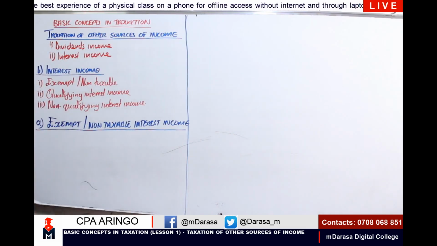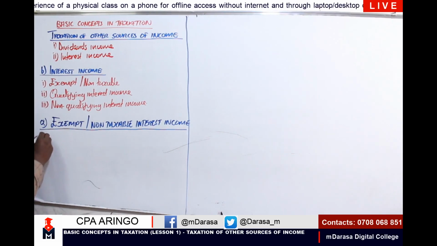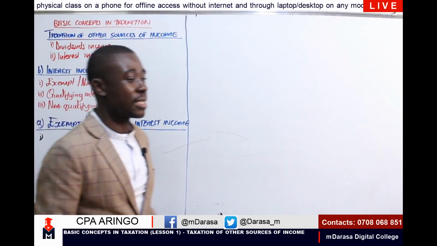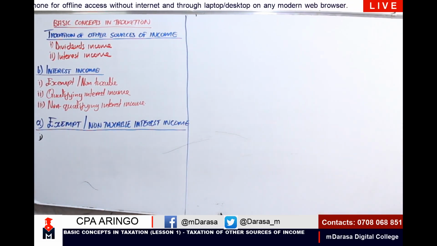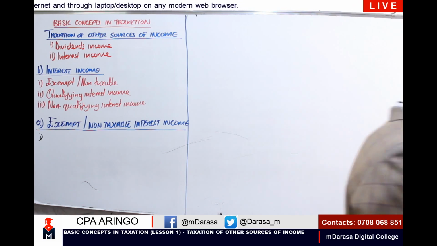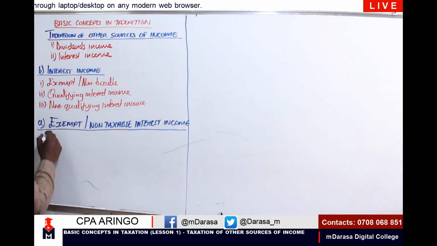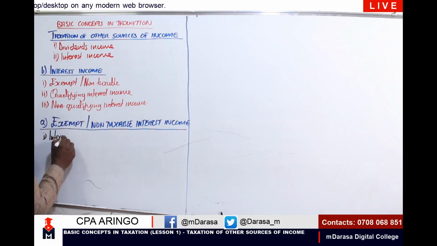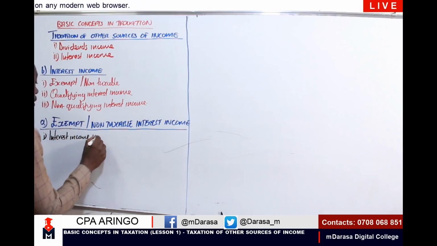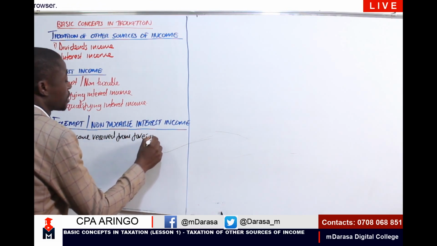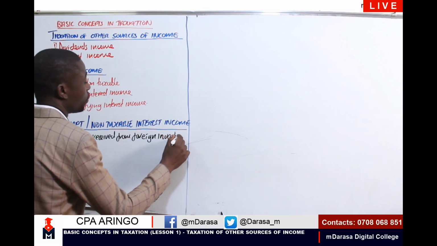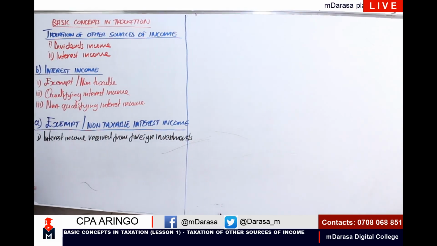So what do they include? Number one, we should be talking of interest income received from foreign investment, just like dividends. So we'll be talking of, of course, interest income received from foreign investments. That is number one.